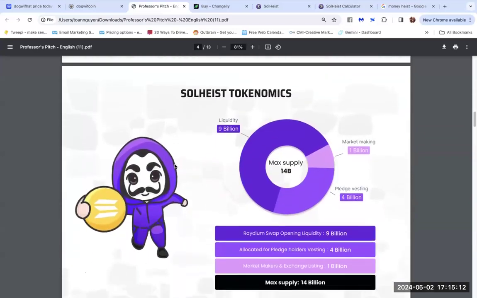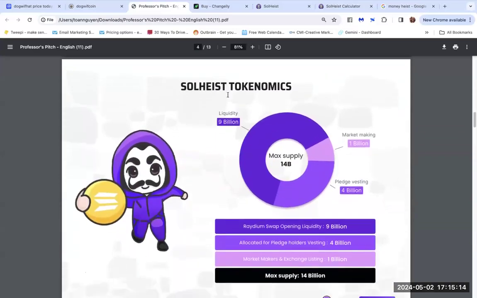So I'm going to get into that in a few minutes, and we're going to touch on the tokenomics. In general, guys, I don't want to get too deep into the tokenomics because it's too complex, but I'll highlight a few things. The max supply on this token, Solheist, is 14 billion. 9 billion is set aside for liquidity, 1 billion is market making, and 4 billion is set aside for the pledge campaign. For today, we're going to focus on this 4 billion. This is where, in the next 60 days, we actually have an opportunity to benefit, okay?